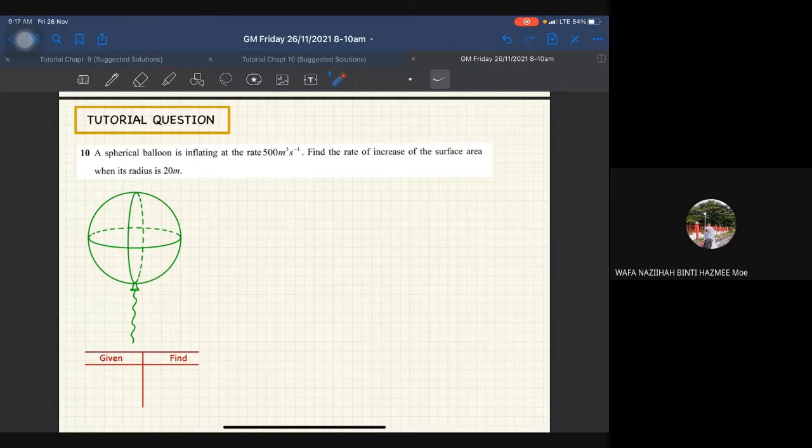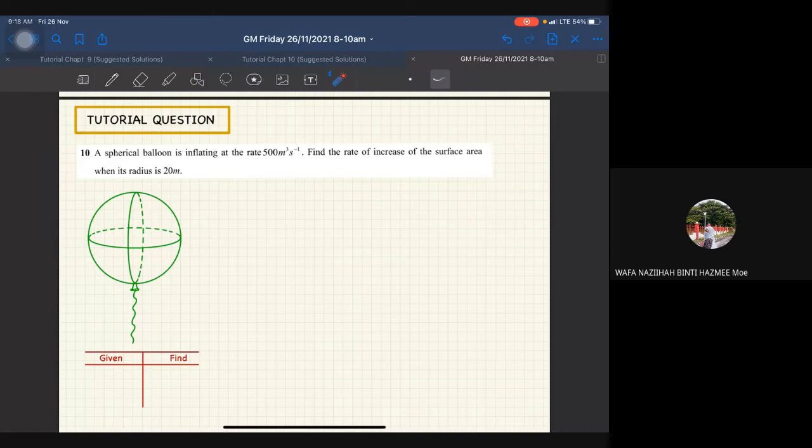Okay, jom. Saya discuss. Okay, so this is a question from your tutorial. Okay, so soalan nombor 10 dan 11 sahaja sebenarnya. 10 dengan 11 sahaja soalan yang melibatkan 10 point tu. Yang lain semua adalah 10.1. Okay, so a spherical balloon is inflating at the rate 500 meter cube per second. Okay, so kita ada satu balon. Balon kita ni ditiup dengan kadar 500 meter cube per saat. Okay, so dia increase lah dalam volume.